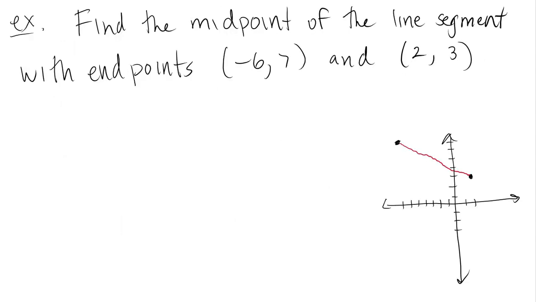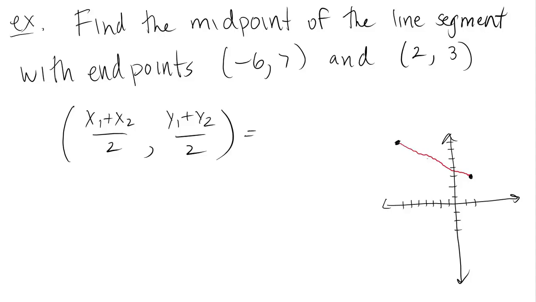Here's a simple example of that. We're going to find the midpoint of the line segment with endpoints (-6, 7) and (2, 3). (-6, 7) is in the second quadrant because it's got a negative x-coordinate and a positive y-coordinate. (2, 3) would be in the first quadrant because both of the coordinates are positive. Let's see what the formula says. The midpoint is found by taking the sum of the x-coordinates and dividing by 2. That's the x-coordinate of your midpoint. And then take the sum of your y-coordinates and divide by 2, and that will be the y-coordinate of your midpoint. So we'll do the standard labeling where the first point we were given is (x₁, y₁), and the second point we were given was (x₂, y₂).